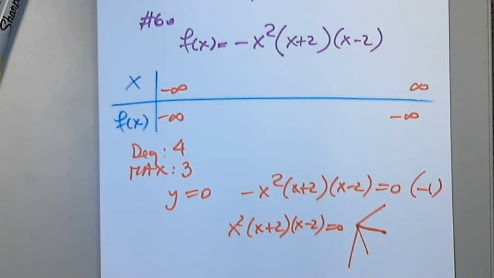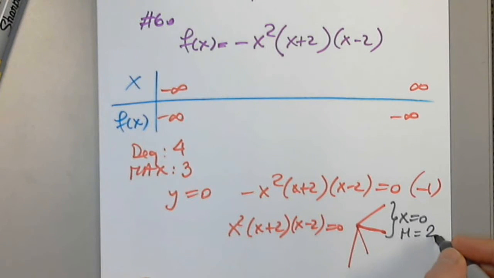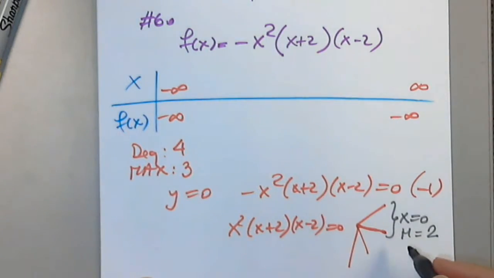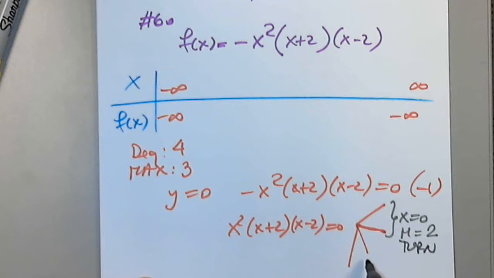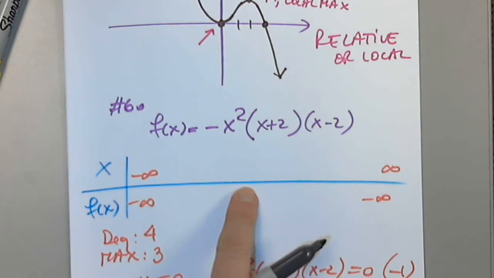Please dictate. Very good. X equals 0 twice. Multiplicity is 2. Which means, what will the function do at 0, 0? The answer is either cross or turn. Turn. Very good. Next solution. Very good. Multiplicity. What will the function do at negative 2, 0? Very good. And x equals 2. Multiplicity 1. Yes, cross.